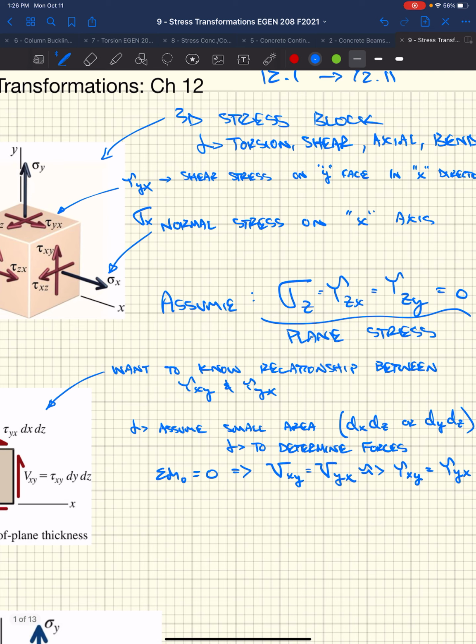What's that? Is this what you want? You should see this page. A lot more to go. I'm trying to cram it all on one page.